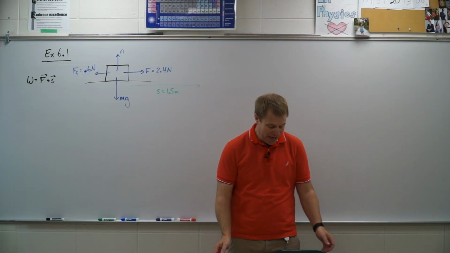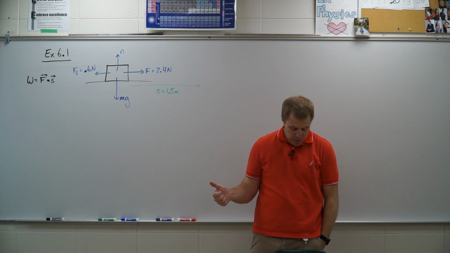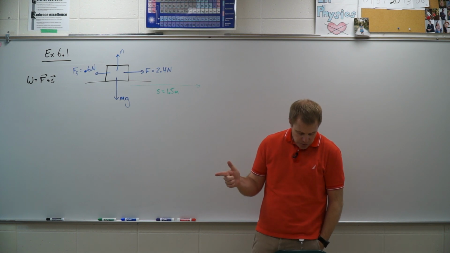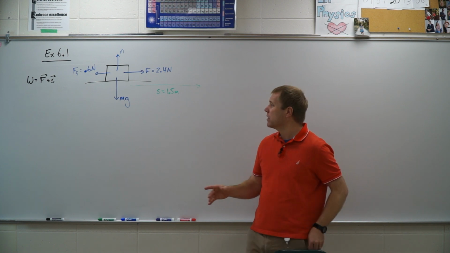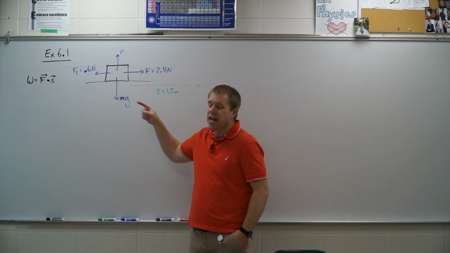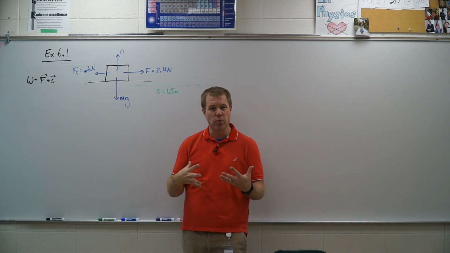Example 6.1. So if you push your physics book 1.5 meters along a horizontal tabletop with a horizontal push of 2.4 newtons, while the opposing force of friction is 0.6 newtons, how much work does each of the following forces do on the book? Your 2.4 newton push, the frictional force, the normal force, gravity, and what is the net work? So I have these four forces, and I want to know what is the work done by each force, and then what's the total work, the net work.